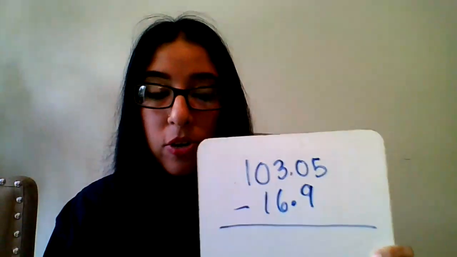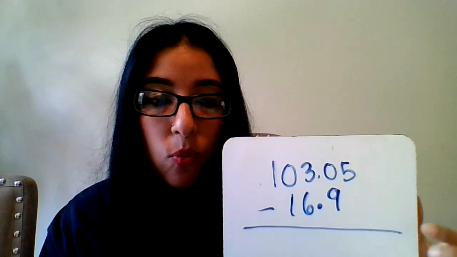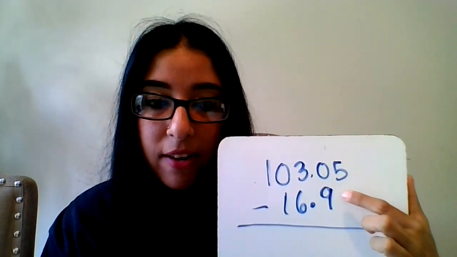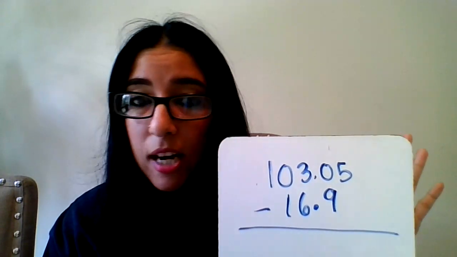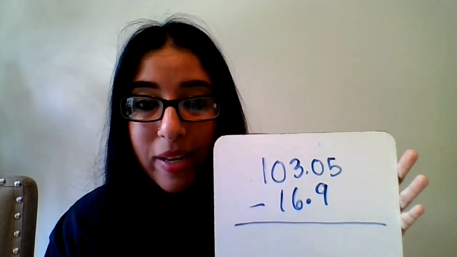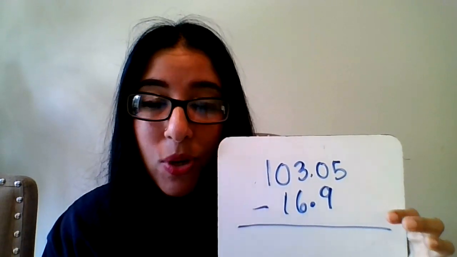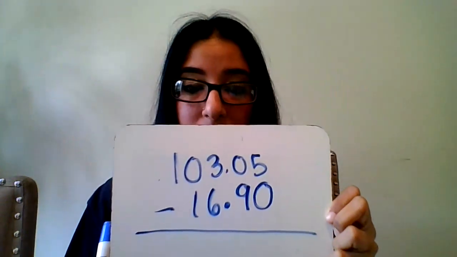So that's 103.05, and then we're going to subtract 16.9. Okay? So you're probably wondering right now, in case you need a refresher, well, there's not a number here under the 5. The biggest point of solving subtraction with decimals or any kind of problems with decimals is to make sure your decimals are always lined up. If there's an empty space, we'll go ahead and make a 0 just to fill in the space.